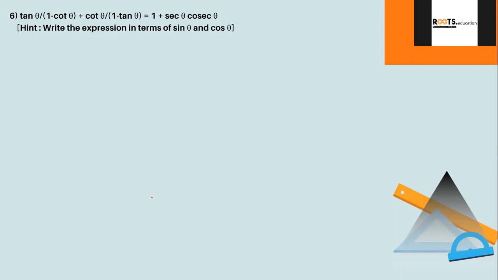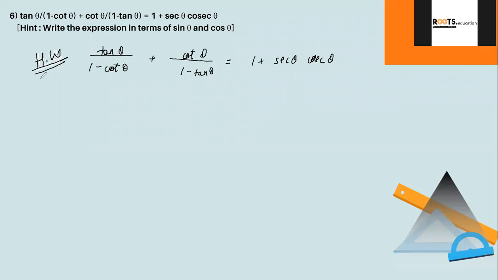Take down this question as homework. Take it down fast. This is for homework. Tan theta by 1 minus cot theta plus cot theta by 1 minus tan theta is equal to 1 plus secant theta into cosecant theta. Homework. Done?